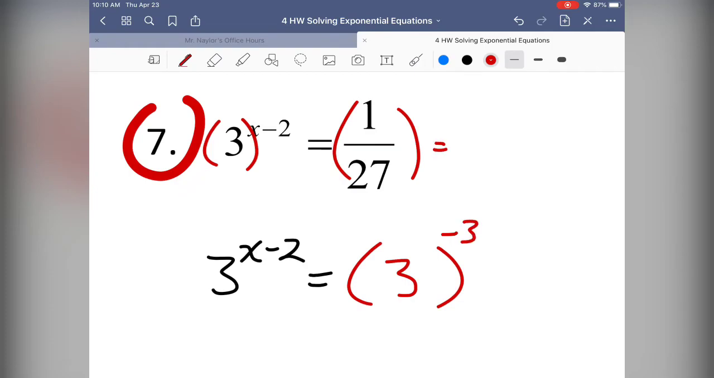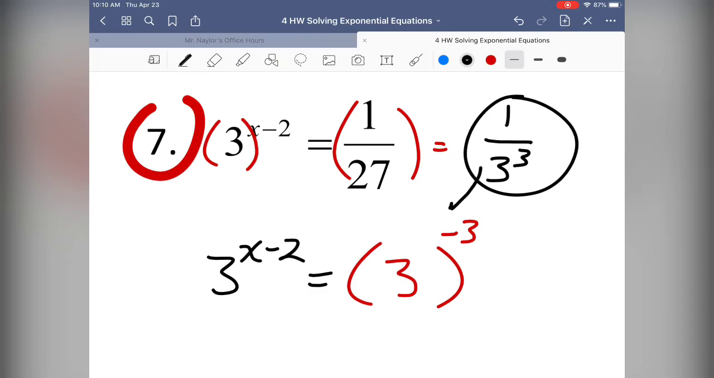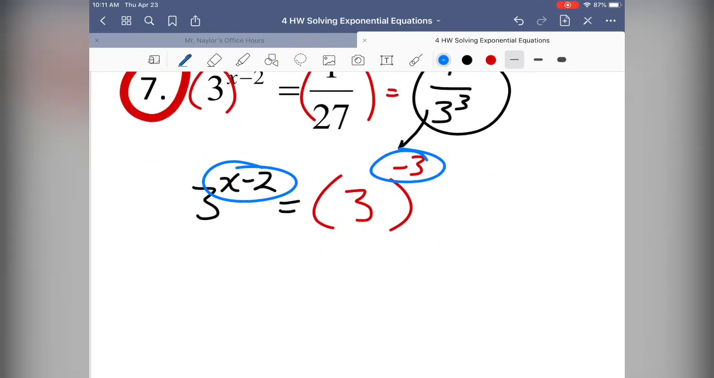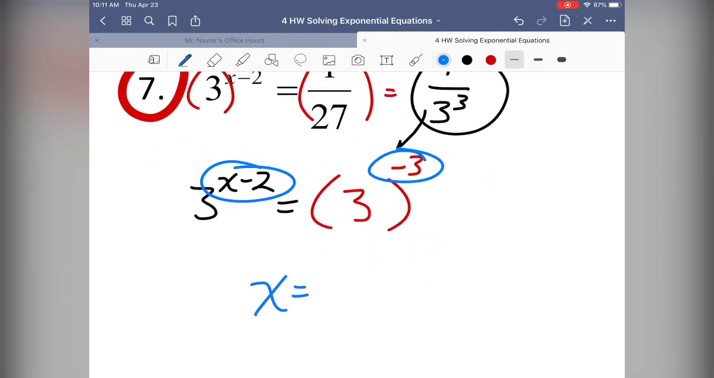Now remember, if I did too many steps there, you can always think of 1 over 27 as 1 over 3 to the third. And when it's 1 over 3 to the third, that's going to be the same as writing that as a negative exponent. Of course, the exponents have to be equal, and that's why x equals negative 1.